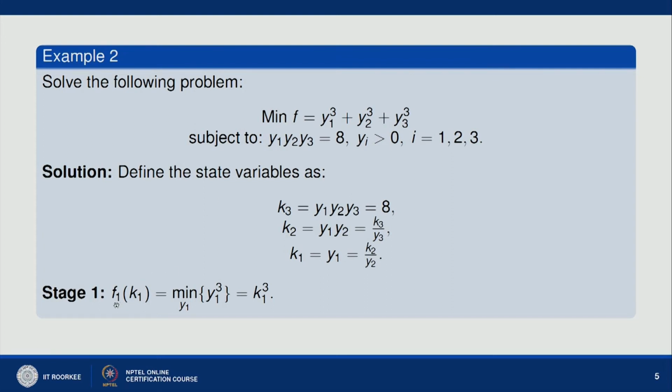If multiplication is involved in the objective function, then we multiply in the stages. So, in the first stage, f1 of k1 is equal to the minimum of y1 cube, where y1 is equal to k1. So, the minimum is obtained only at k1, so it is k1 cube.